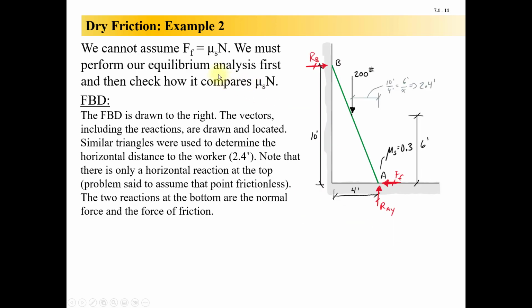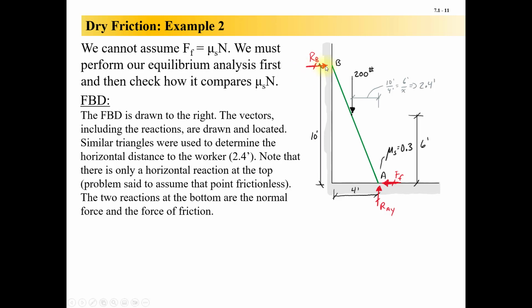This is one of those cases where we can't assume the friction force to be equal to mu s times N. We don't know what it is. What we do know is that it's got to be equal and opposite to this force up here, this reaction that's going to develop at B, because isn't that the only other force happening in the x? That's why drawing a diagram is so helpful.